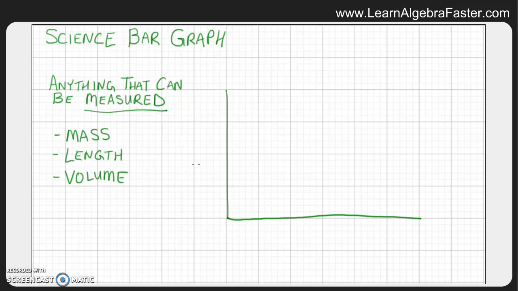So the first example: things that are very common to be measured in science are mass, length, and volume. We'll choose two of them as examples for making a science-related bar graph. So let's start with mass. Let's think of something that we can measure mass with.